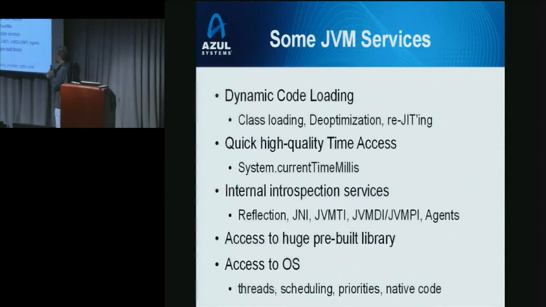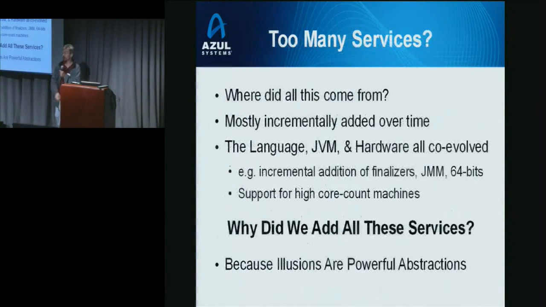High-quality time access, I'll talk about that because it led to one of the more horrible things inside of a JVM. There are a lot of introspection services: JVM TI, DI, PI, agents, reflection, and so on. There's huge access to a huge library, and access to stuff in the OS: threads, scheduling, priorities, things like that. Those are all brought through the JVM and available to your Java program.